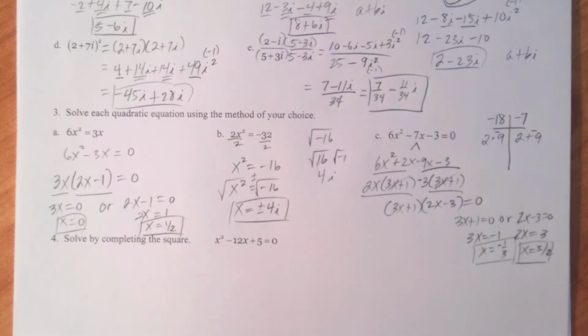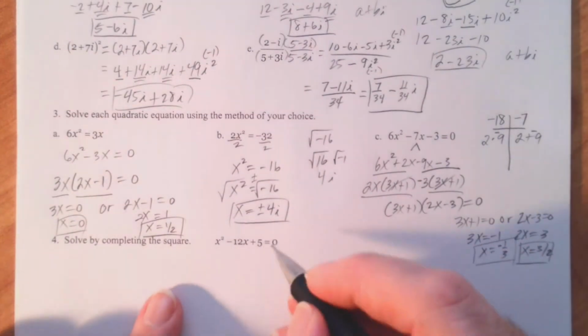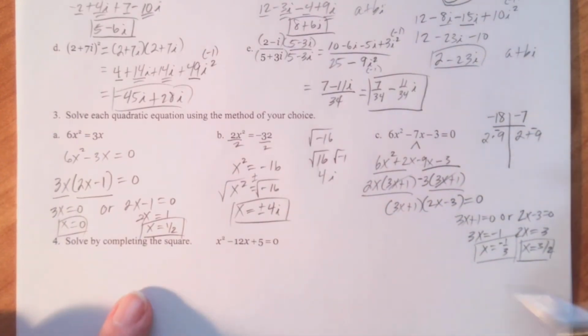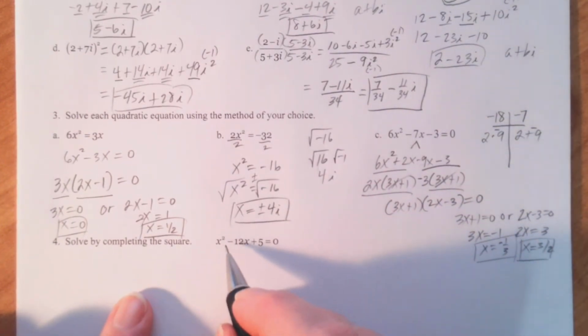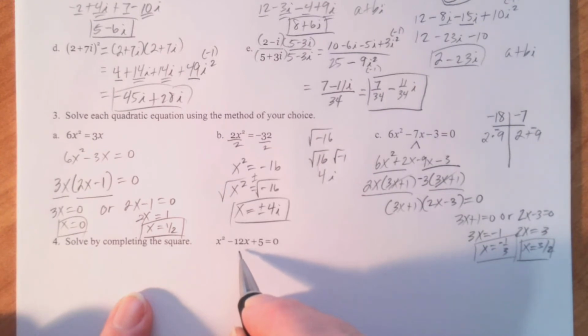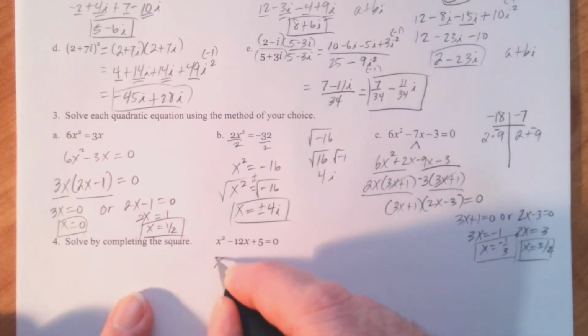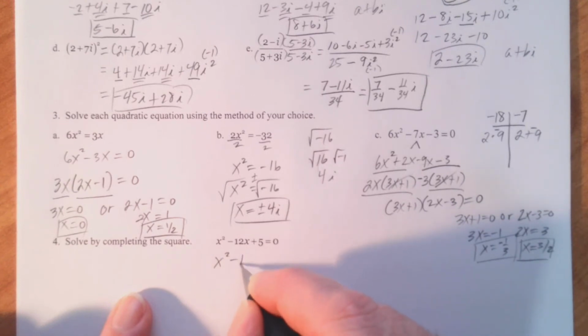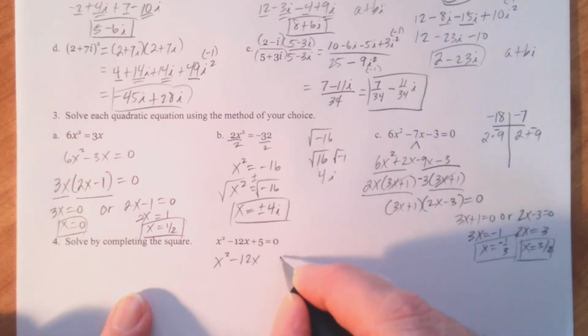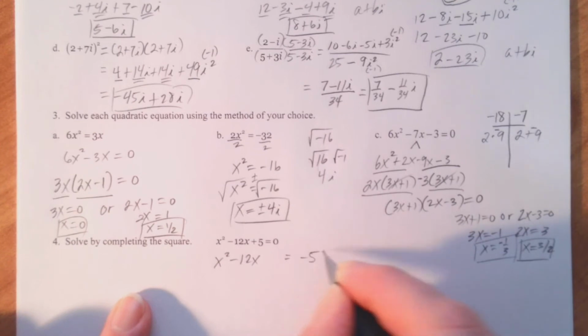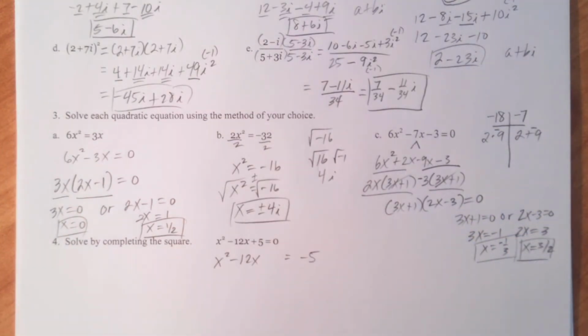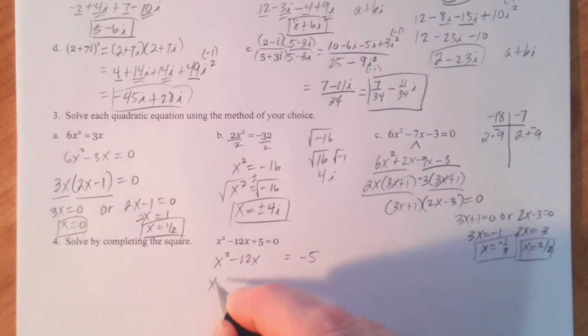All right. On number 4, we're going to solve by completing the square. So what we learned is we want the x squared term and the x term by themselves on one side. So we're going to go ahead and subtract 5 on both sides. And so we'll get x squared minus 12x is equal to negative 5. So now we're going to complete the square.